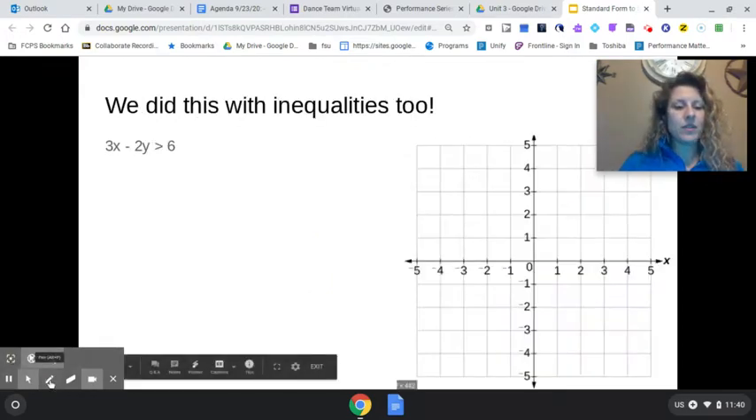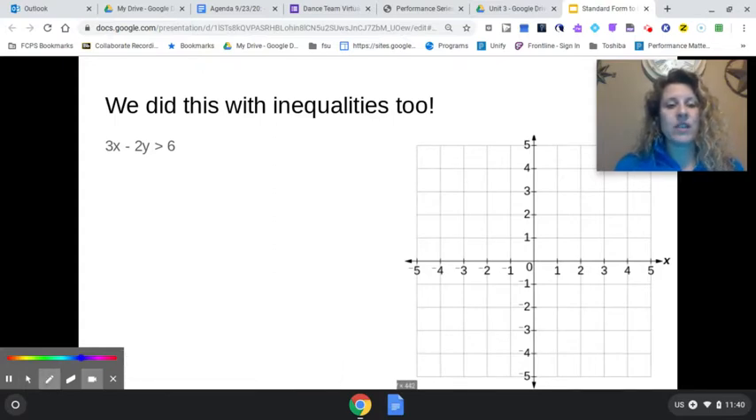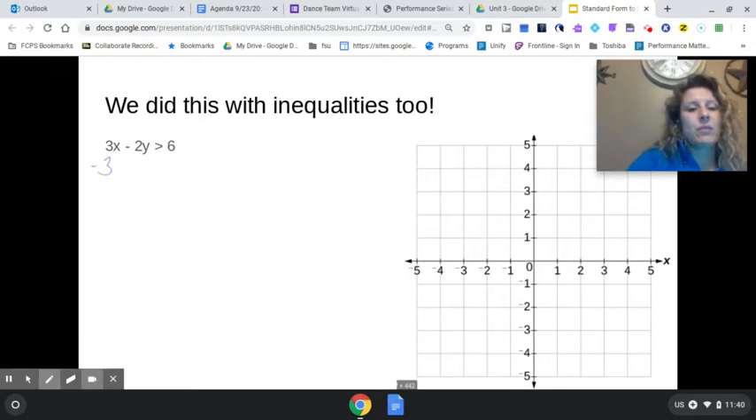Okay, we also may have to convert from standard form into slope-intercept form when we have an inequality. So let's review these steps and how to graph an inequality as well. So with this first example, we're going to subtract 3x from both sides. We get negative 2y is greater than negative 3x plus 6. And we're going to divide both sides by negative 2.